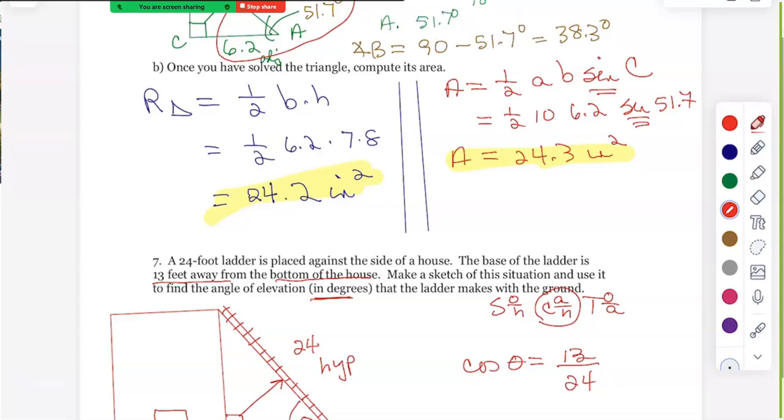My mode is in degrees. I still have the float on 1. I'm going to put this in my calculator because I want to find an angle, so I have to use inverse trig. So I have second cosine of 13 divided by 24, and that gives me 57.2. So theta is 57.2 degrees, and that's all they asked for, so we're done.